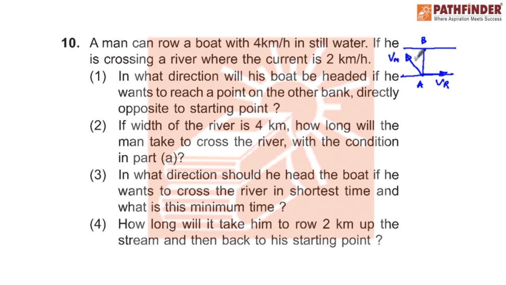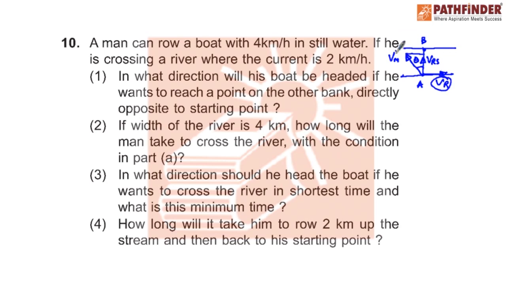is 4, and with this resultant velocity the man is going to reach here. The resultant velocity Rs is what we are going to calculate, but that's later. First we need to calculate this angle at which the man should swim so that he can reach the opposite point of the opposite bank.